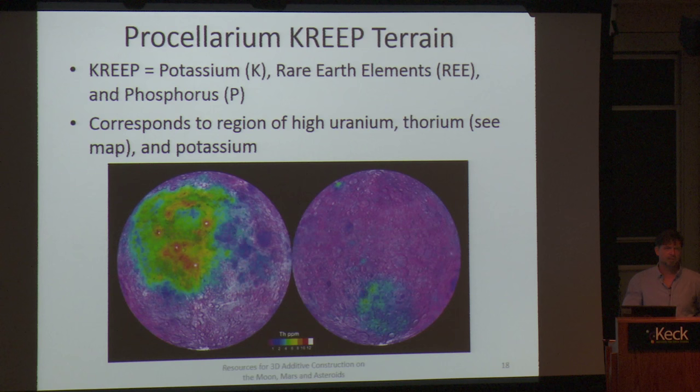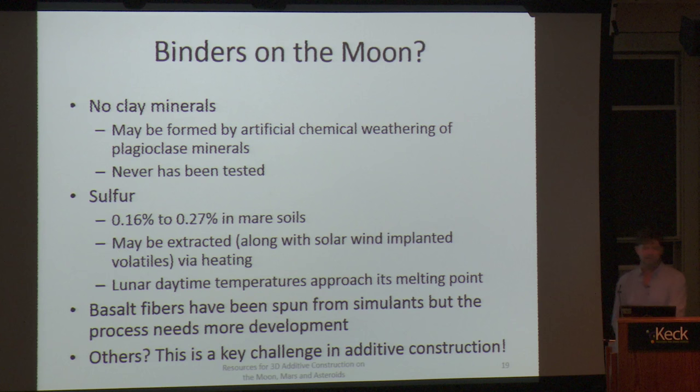One thing we need for 3D printing would be binders. Unfortunately, there are no clay minerals on the moon because we haven't had the type of weathering that we have on the Earth. Clay minerals are formed by chemical weathering of feldspar minerals. There could be artificial chemical weathering to try to create clays out of the lunar feldspars, but it's never been tested. It's just a concept, TRL-2 at this point.